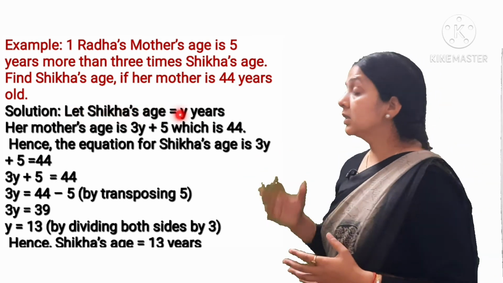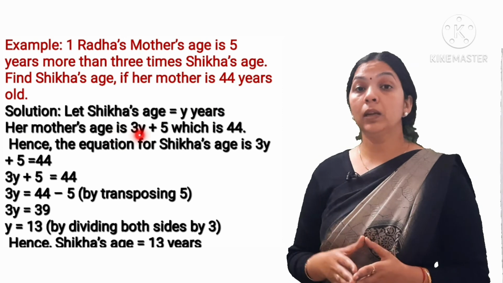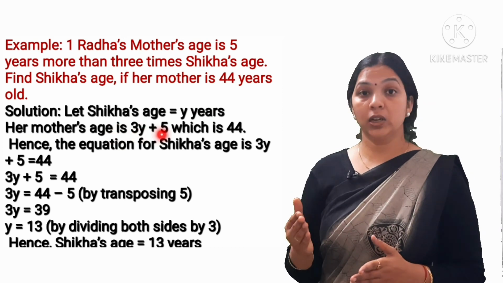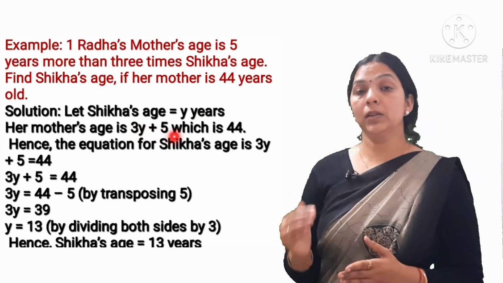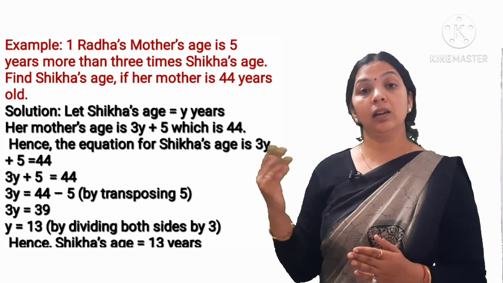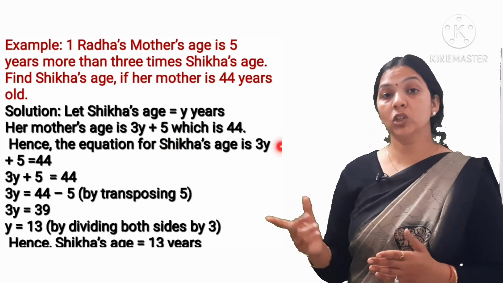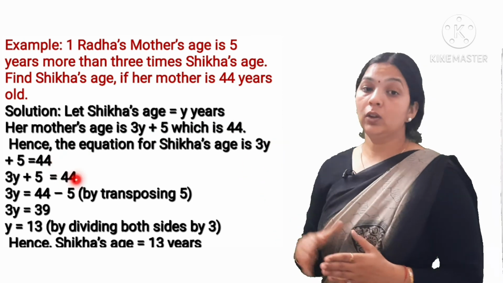So let us consider that Shikha's age is y years. Now her mother's age will be 3 times Shikha's age and 5 years more. That means 3y plus 5. Now what is Radha's mother's age? It is exactly 44 years. So the equation becomes 3y plus 5 is equal to 44.